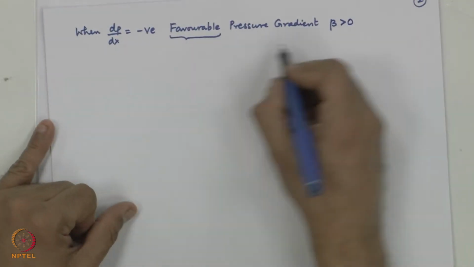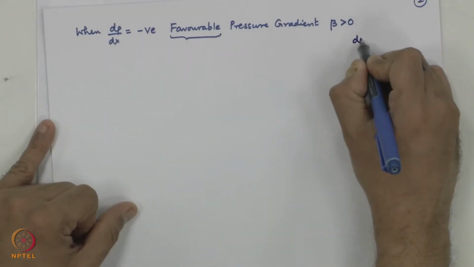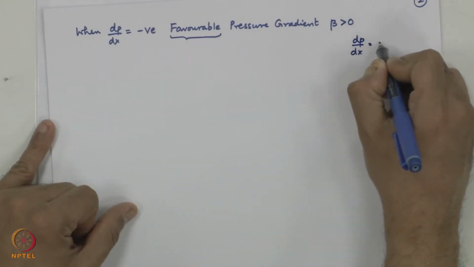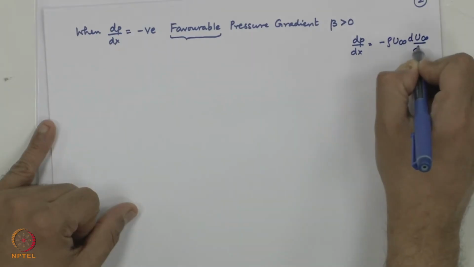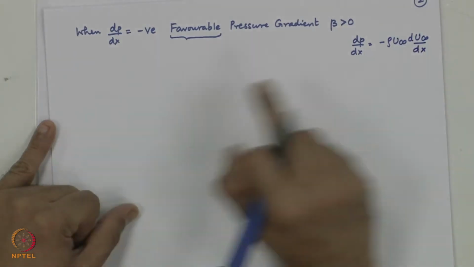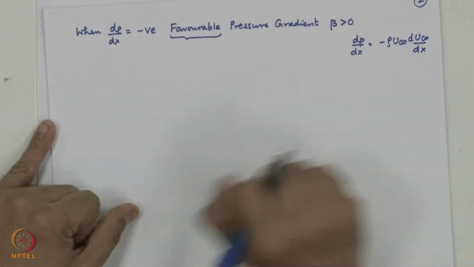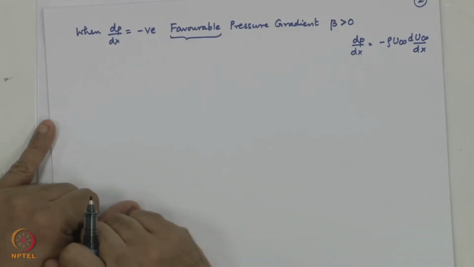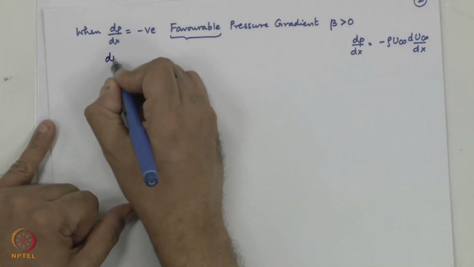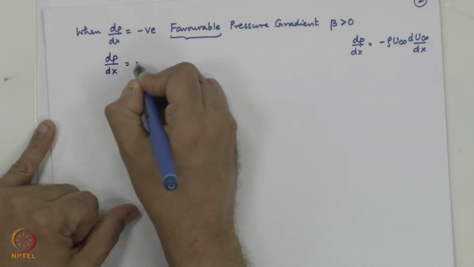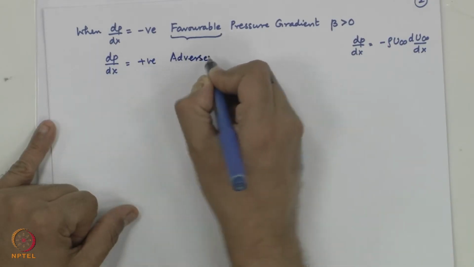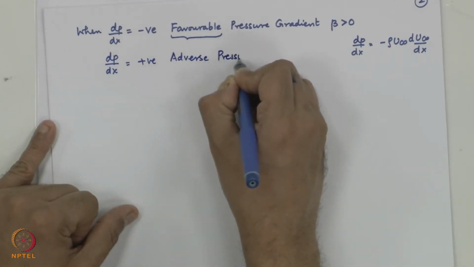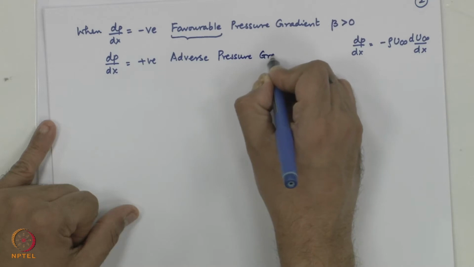So, when I write, remember, dP by dx is equal to minus rho u infinity du infinity by dx. This being negative, du by dx is positive. dP by dx is positive. This is called an adverse pressure gradient. This is not good for the flow.